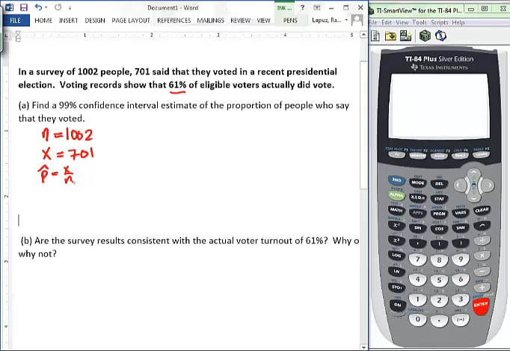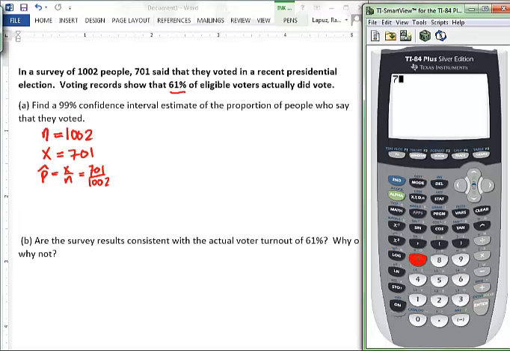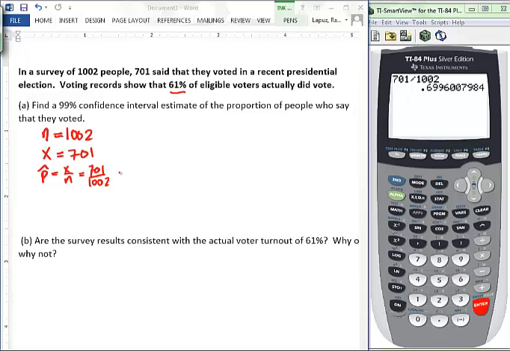P hat is x over n, which is 701 divided by 1002. Now I don't think we need that information, but let's figure that out anyway. 701 divided by 1002, and we get 0.6996.